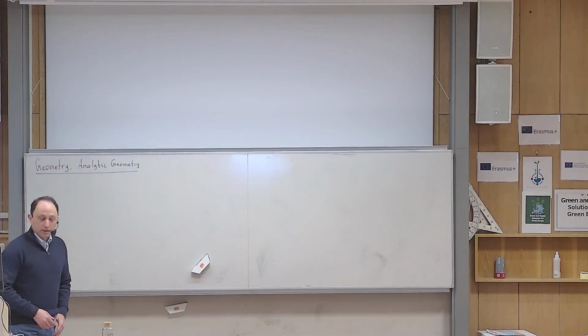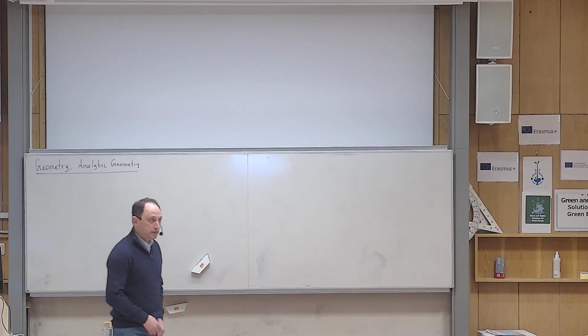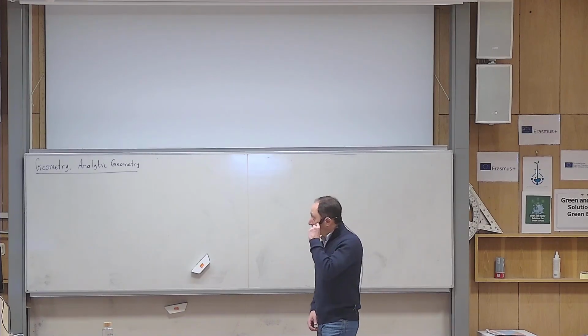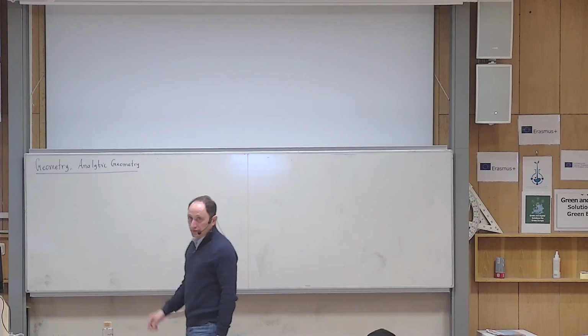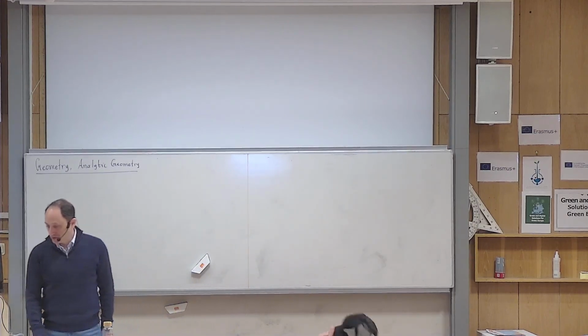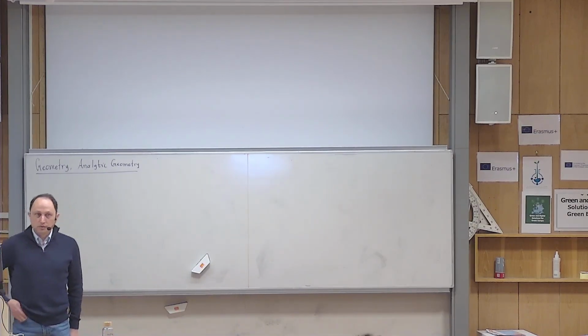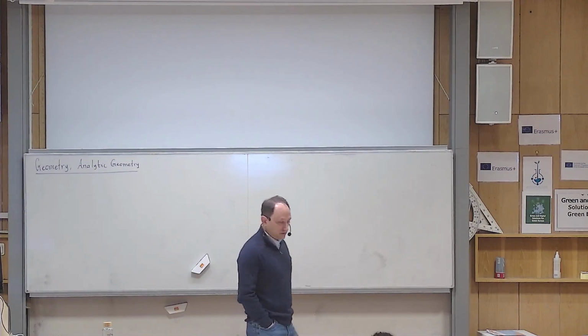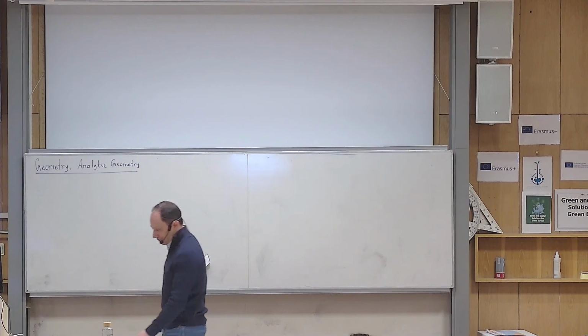Okay, good afternoon. So we start the next chapter, which is geometry. But there are two parts for this geometry. The first part is analytic geometry. By analytic geometry, I mean a combination of algebra and geometry. We already had this in Math 1C.